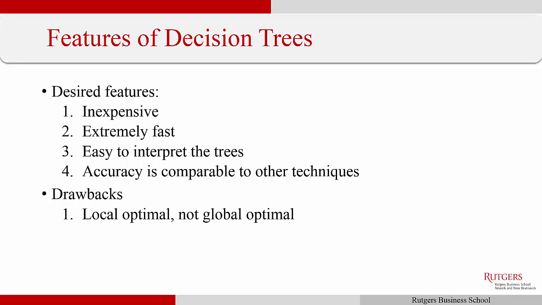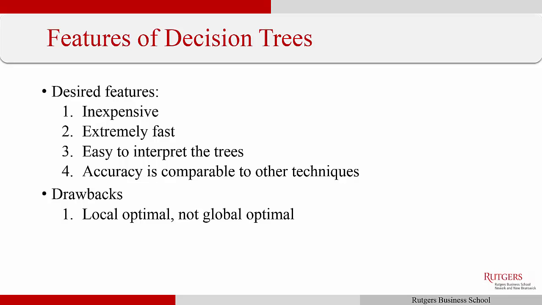Third, by the features, it is easy to interpret the trees because you can understand how they split the attributes. The cutoff is 10,000, 20,000, or 100,000. Fourth desired feature is accuracy. The accuracy of the decision tree is comparable to other advanced techniques like logistic regression, SOM, or neural network, but it does have some drawbacks.